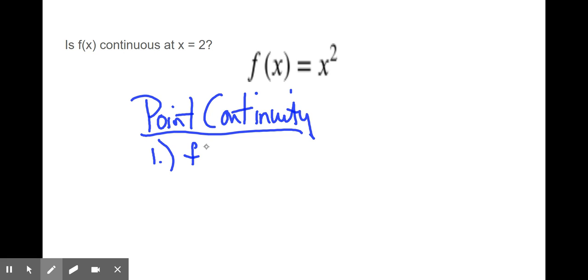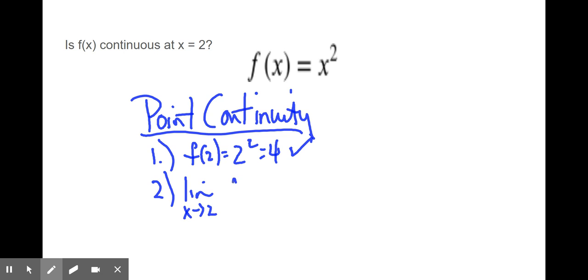Number 1, f of 2 must be defined. f of 2 is 4. So that's good. That works. Number 2, the limit as x goes to 2 of f must exist. So that means from the left and from the right, I go to the same place. But it's pretty easy to just take 2 and plug it into this limit, and you will get 4, right? So that also is true.